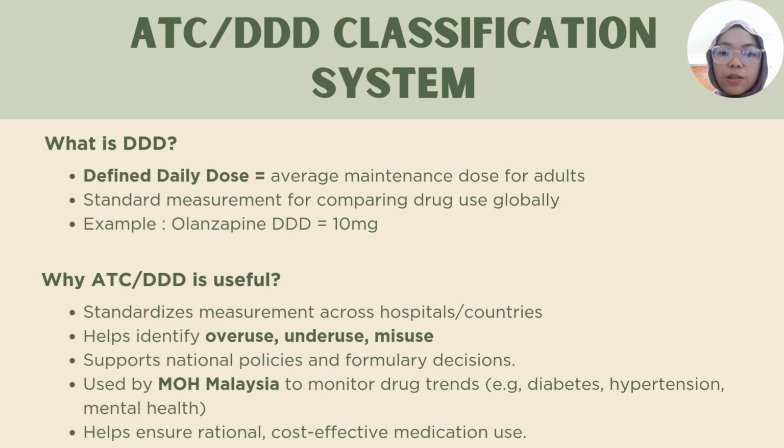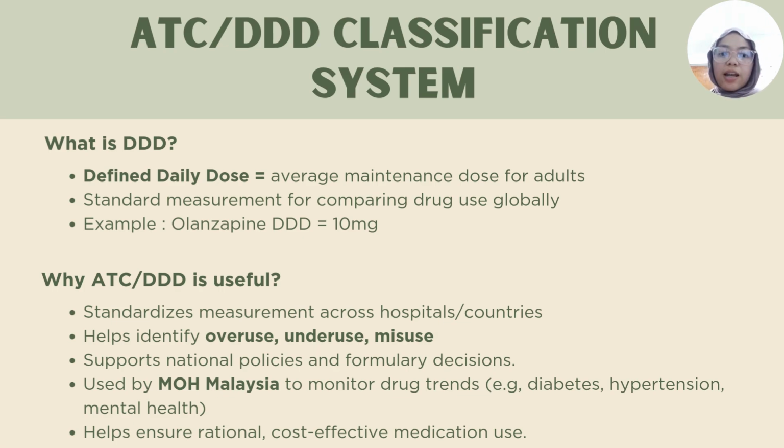Okay, now I want to explain the second part of the ATC/DDD system, which is the defined daily dose or DDD. Basically, DDD is the average maintenance dose for an adult when the medicine is used for its main indication. In other words, it is a standard dose that WHO uses to measure and compare drug use. It doesn't mean every patient must take this dose. It is just a global reference. For example, for olanzapine, the DDD is 10 mg.